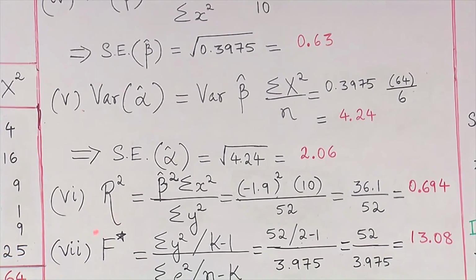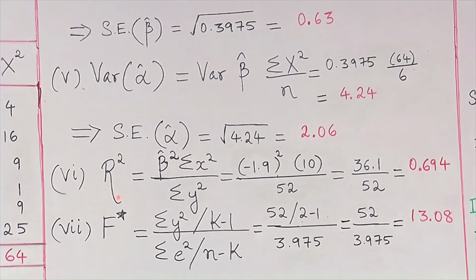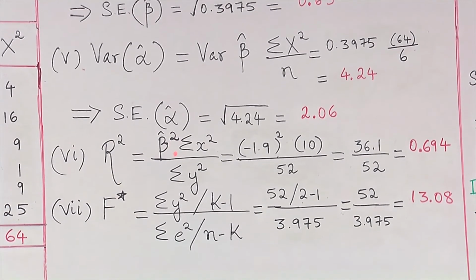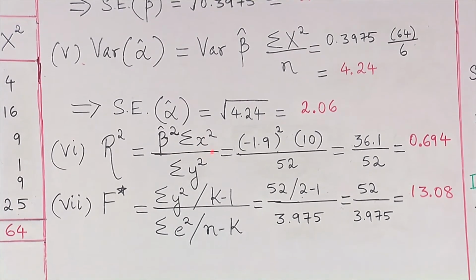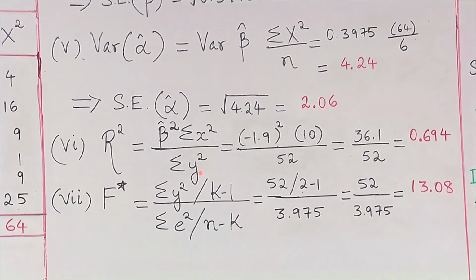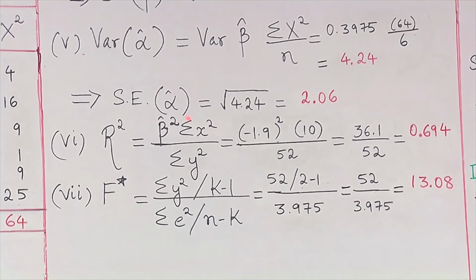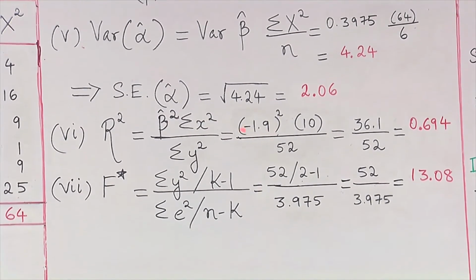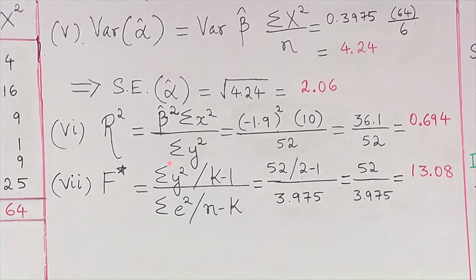Next, let us calculate R square. R square is beta hat square sigma small x square by sigma small y square. We already know that beta hat is minus 1.9, sigma x square is 10 and sigma small y square 52. So, substitute it, multiply, you get 36.1 by 52 and the answer is 0.694. So, in this case we have R square value 0.694.